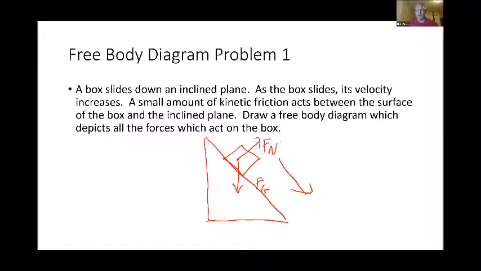And then the other force that some of you did show was the force of kinetic friction, the frictional force. And we know that always acts opposite of motion, friction does. So if the box is going down the plane, the frictional force needs to be acting up the plane. And I'm going to call mine FF for frictional force. That's the typical terminology. All right, any questions there on our free body diagram for number 1?